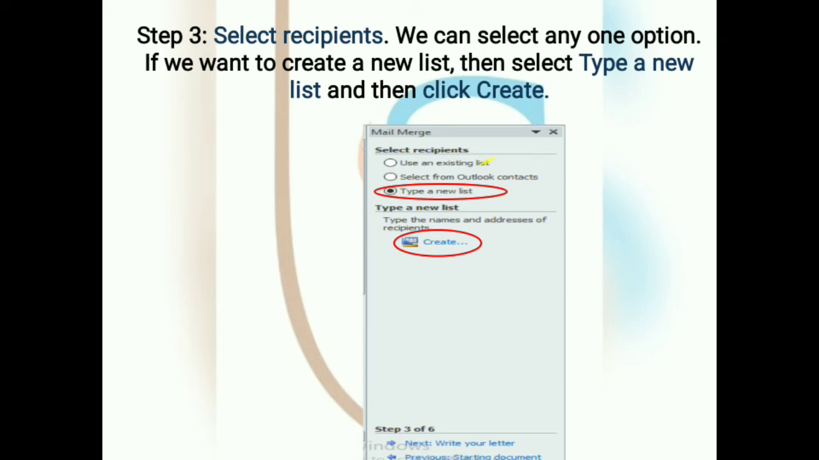If you have already made it in Excel or anywhere else, you will choose use existing list. If you have it in Outlook contacts, use this. If you have not created it till now, you will go to type in new list. When you click on type in new list, the create button will come. Then we will click on the create button so that we can create our data source.